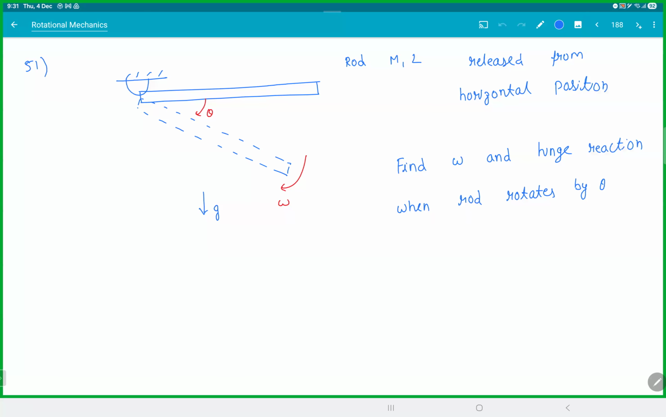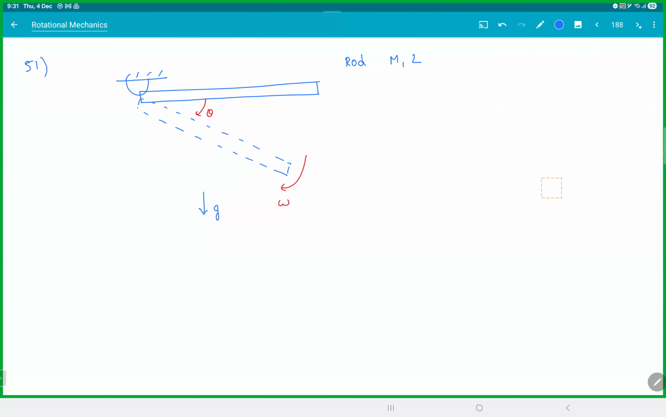Same story. Step one, choose your system, the rod system. Define your initial and final state, conserve energy. This is my initial state. This is my final state. Where is the center of mass? Center of mass is here. Now finally, center of mass is here.